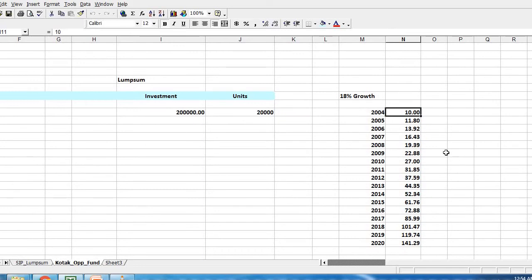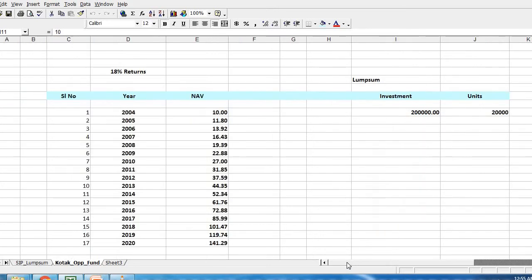I did a rough calculation of how the fund has grown over the years. I found that it has grown at an annual rate of around 18% to reach the NAV of 141. From 2005, the NAV should have been 11.80 based on 18% growth. The next year it was 13.92, and like that it grew to around 141.